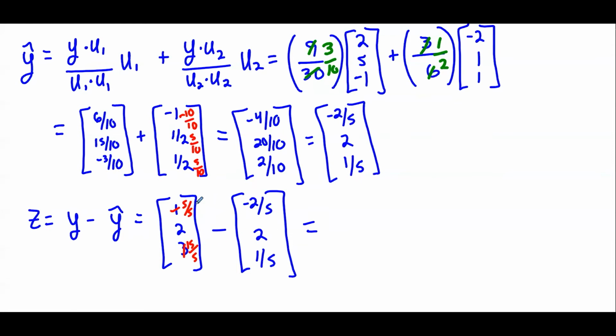Right, so subtract. If I subtract these, that's minus negative 2/5, so it's plus 2/5. This would be 7/5. 2 minus 2 is 0. And then 15 minus 1 would be 14 over 5. So that's the vector z.